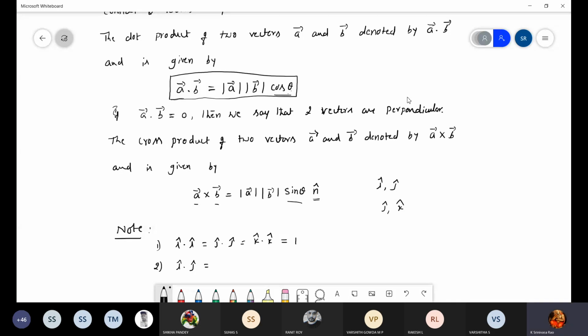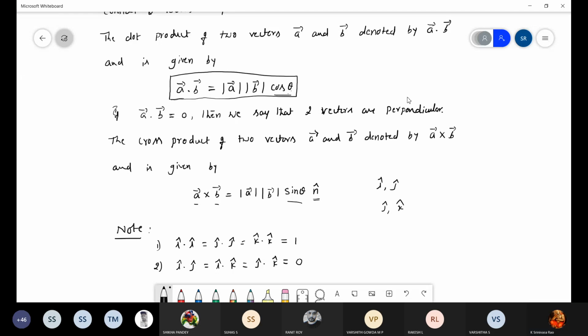0, 0, 0. Is it right? Because the angle between i and j is 90 degrees, cos 90 is 0. Similarly, i dot j, i dot k, and j dot k. Whatever you take, those are unlike vectors. We say them as unlike vectors. The answer is 0.